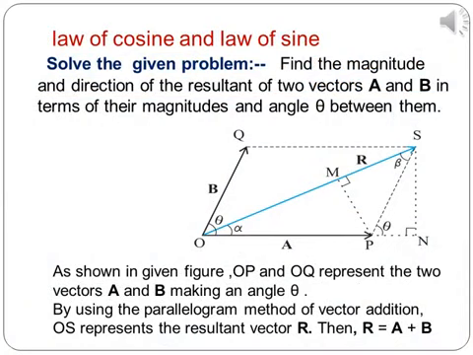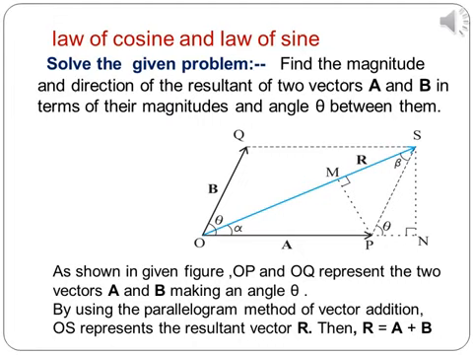Question is, find the magnitude and direction of the resultant of two vectors, vector A and vector B, in terms of their magnitudes and angle theta between them. When this problem is solved, there are two laws formed, the first one is law of cosine, the second one is law of sine, which you can study by solving this.